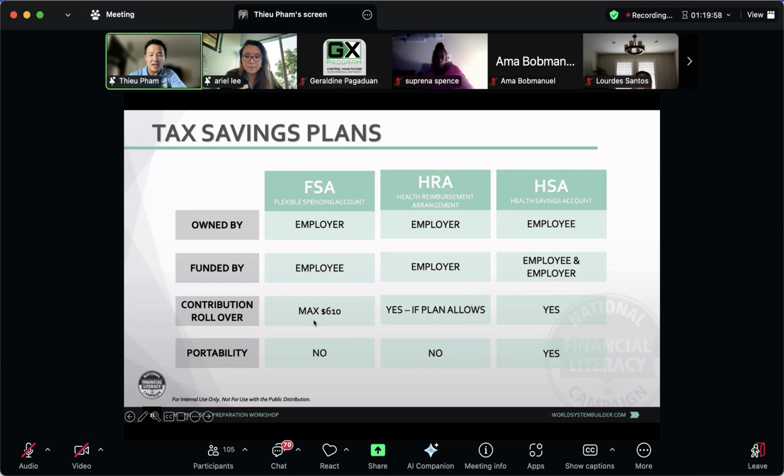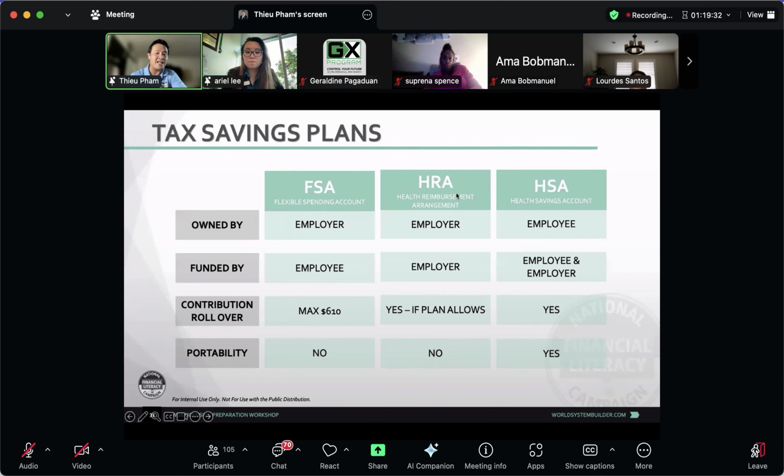What that means is that if you don't use it, and you have extra, the most you can roll over is $610. So let's say this year you put in $2,000, and then you forgot and didn't use it. You have $1,000 left. You can only roll over 610, so you lose $390. Okay, so that's why people have to prepare correctly for these FSA plans.